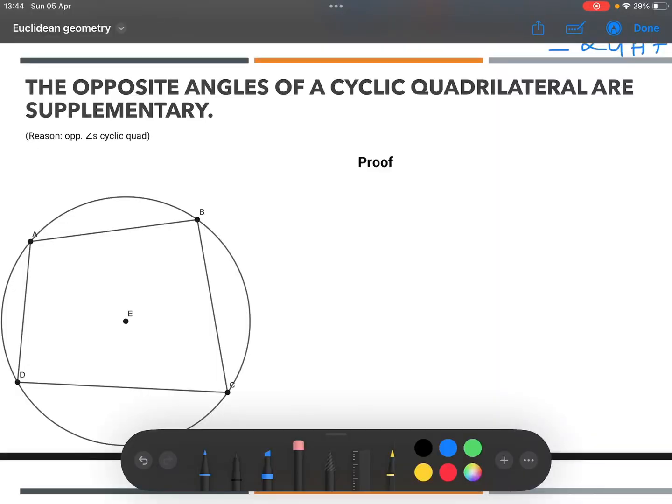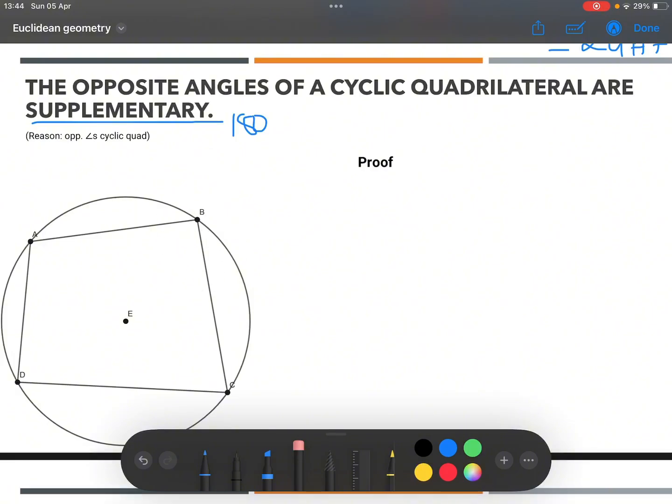So in this part, we are required to prove that the opposite angles of a cyclic quad are supplementary. It means when we take the two angles that are opposite in the cyclic quadrilateral and we add them, we're going to get 180, meaning they are supplementary. They will add up to 180 degrees. Even if we take D and B, they're still going to give us 180.